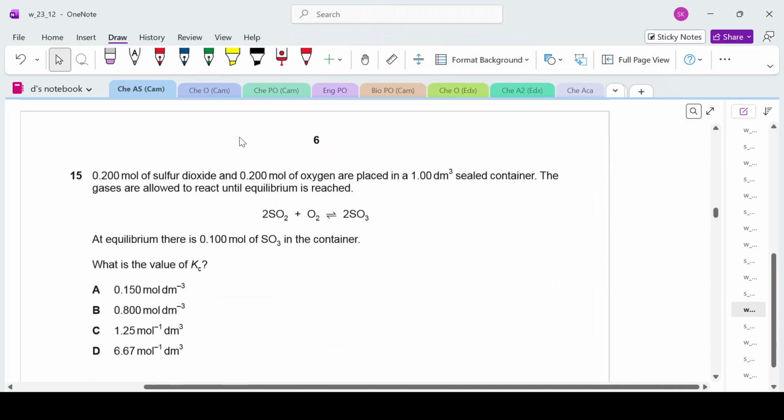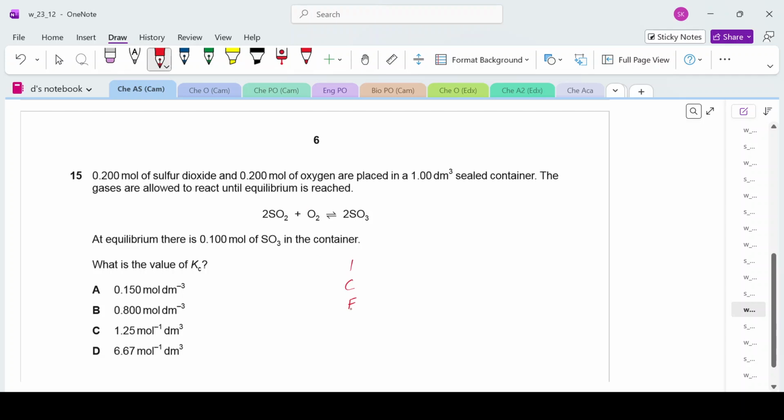এত mole of sulfur dioxide and এত mole of oxygen are placed in a sealed container, 1 dm cube, that's good. The gases are allowed to react until equilibrium is reached. So আমরা IC দিয়ে করব. This is sulfur dioxide, this is oxygen, this is sulfur trioxide. Initially 0.2, 0.2, this was 0. Now at equilibrium 0.1 mole of sulfur trioxide.